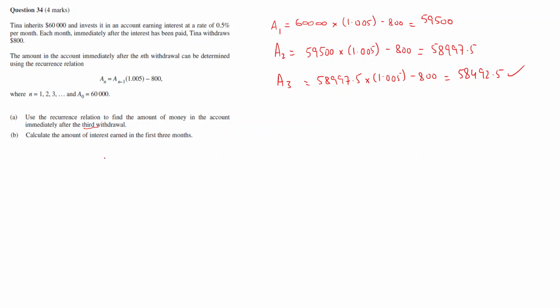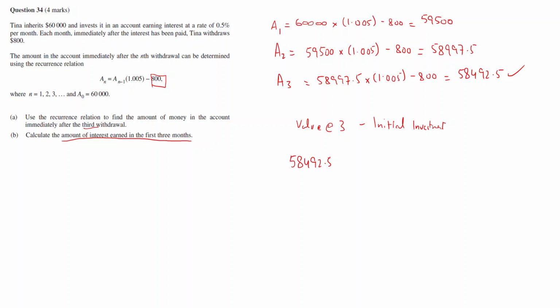Now for part B, it's asking what is the amount of interest earned in the first 3 months. Normally the answer would be the value at the third month, and you subtract the initial investment, which is 60,000 in this case. But here there's additional complexity: she has also withdrawn 800 every month for 3 months. So this value at time 3 is reduced by the 800 withdrawal every month. So we take this value here, 58,492.5.